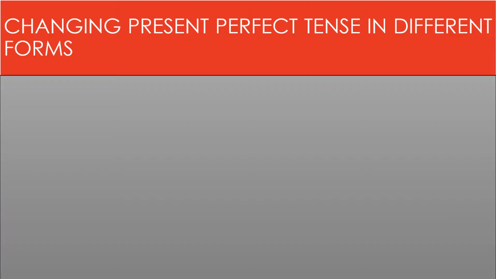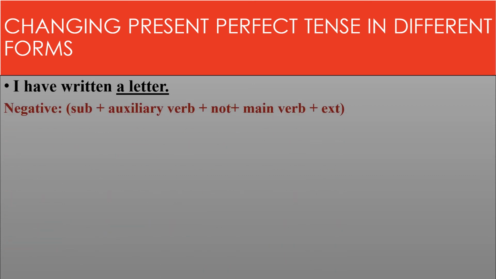Okay, students, changing present perfect tense in different forms. When you learn tense, you have to understand tense in negative form, interrogative negative form, and WH question also. I have taken here a sentence: I have written a letter. This is in affirmative form. Look at the sentence. There is no negative sign in the sentence, so it is in affirmative form. First subject, then auxiliary verb, then main verb in past participle form, and object or extension you can say. So that is the structure.